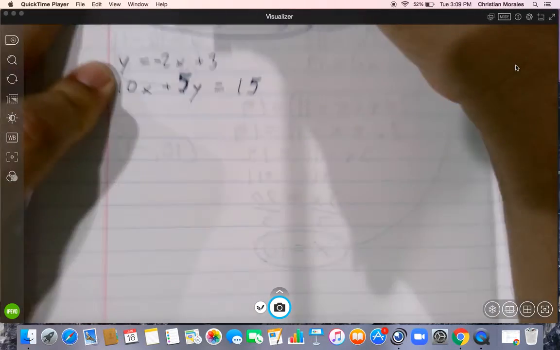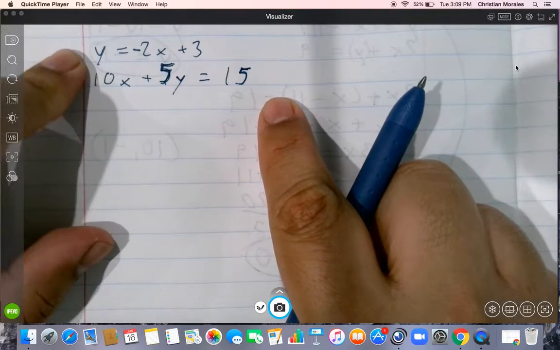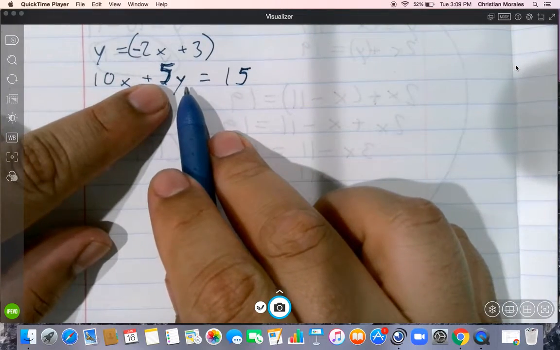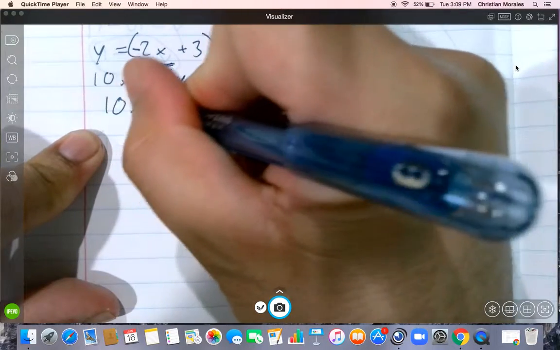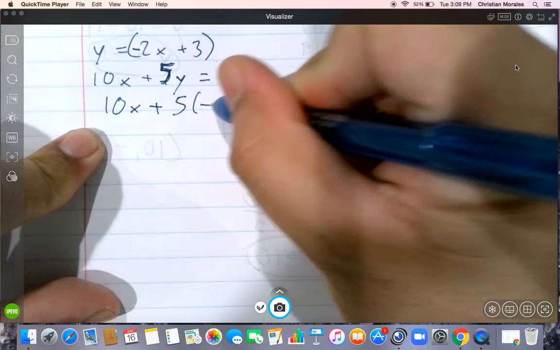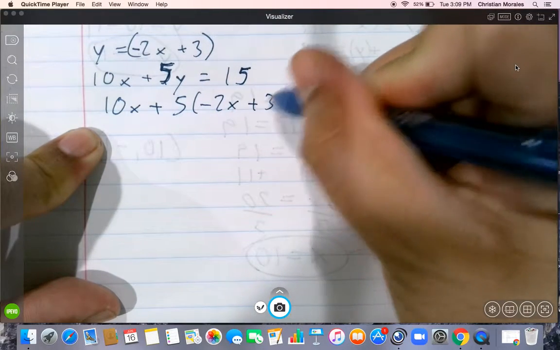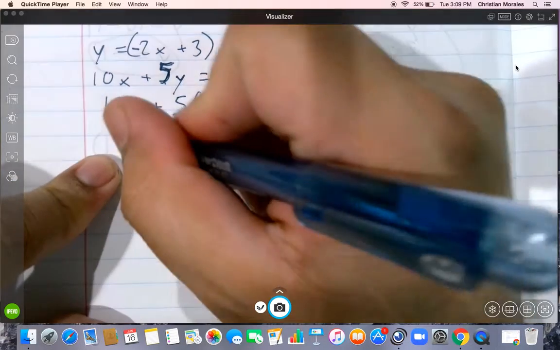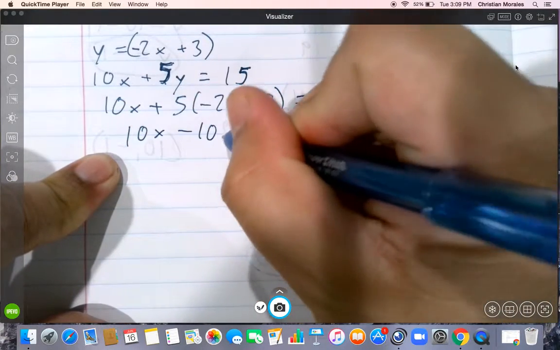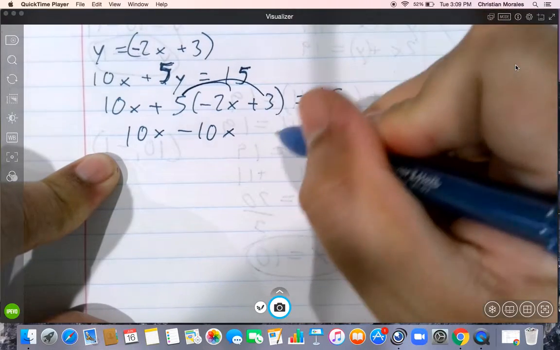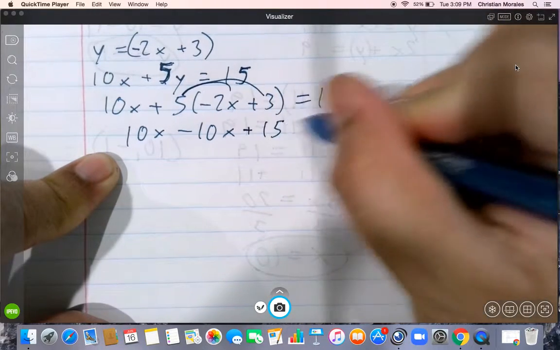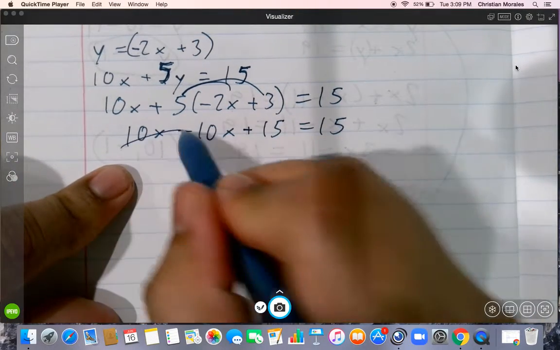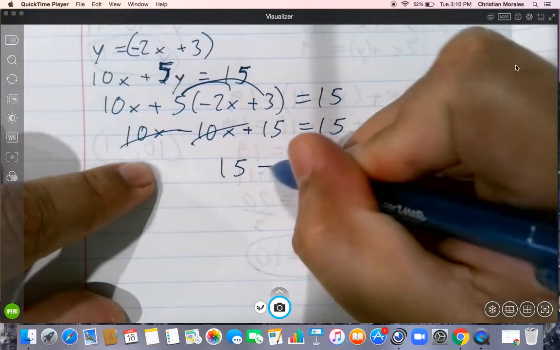Okay, one more. Now, here, we're going to take this expression for y. Again, we're going to replace it in here. Okay. You got to distribute the 5 because the 5 is multiplying that. Now this is interesting. The x's cancel out. You're left with 15 equals 15.